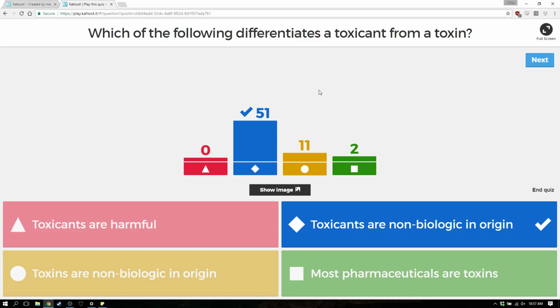So why is the green answer incorrect? They would be what instead? Toxicants, right? So anything non-biologic. Think about it like this: most of your drugs are going to be considered toxicants in this case. Again, clinically, it doesn't come up that often, but it's important sometimes to know at least some of those distinctions.